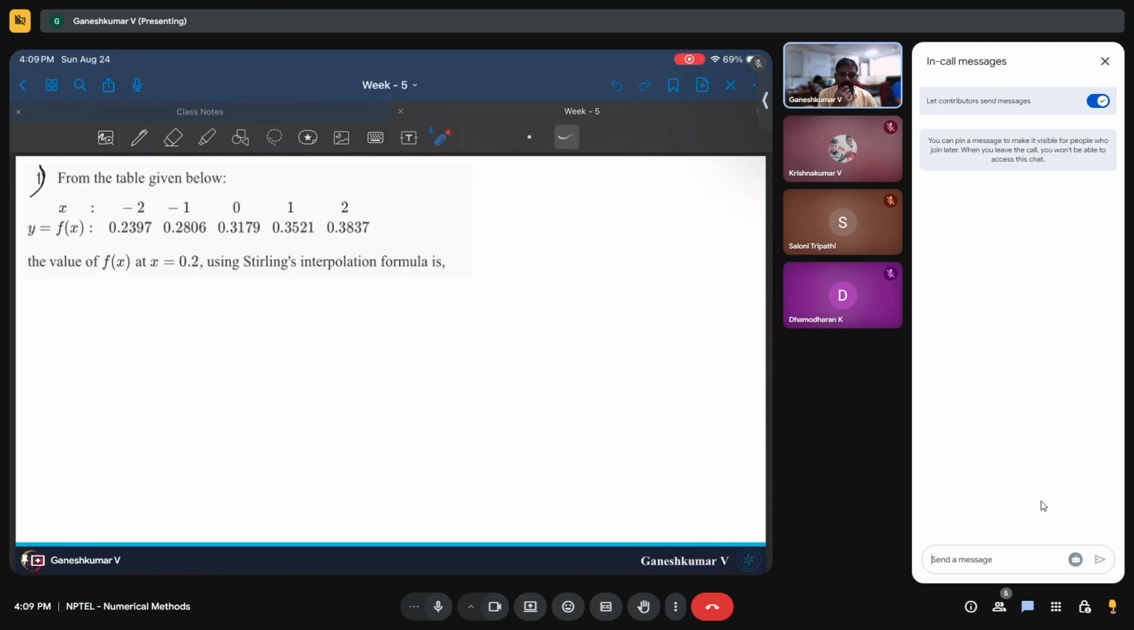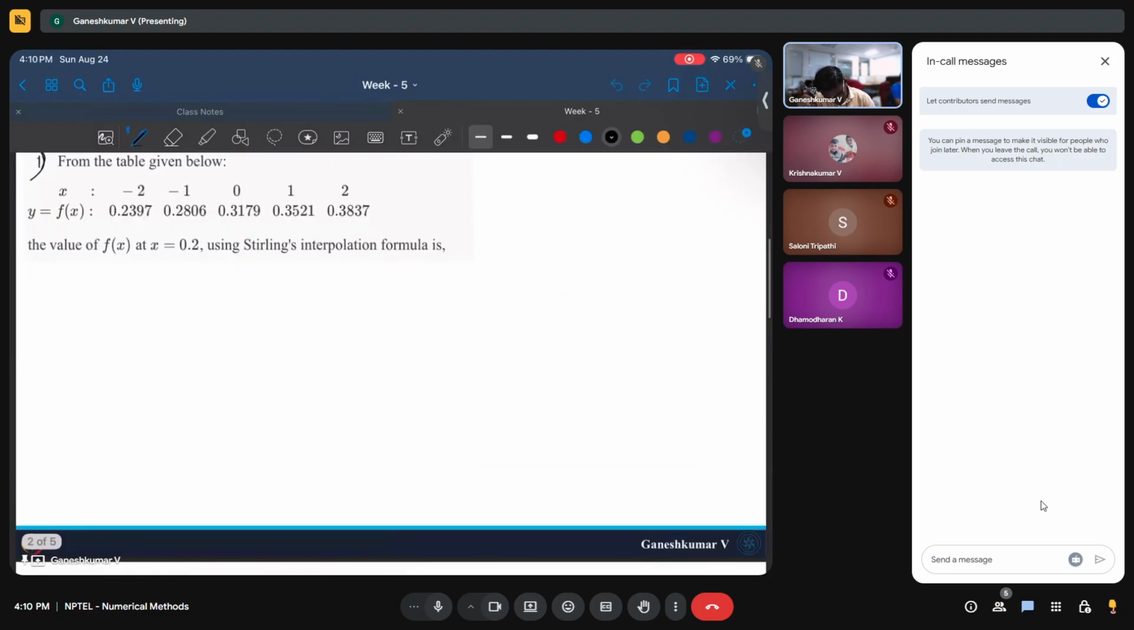Am I audible? Let me check my recording. Okay. So problem 1 is we have 5 data points here. X and f of x are given. We were asked to find f of x at x equal to 0.2 using Stirling's interpolation formula. Maybe we can write down the interpolation formula first.